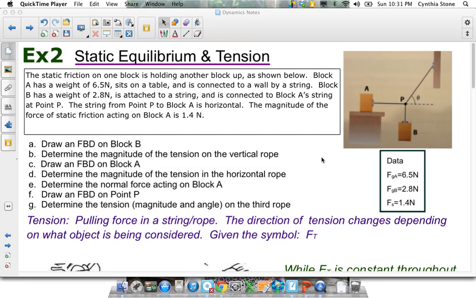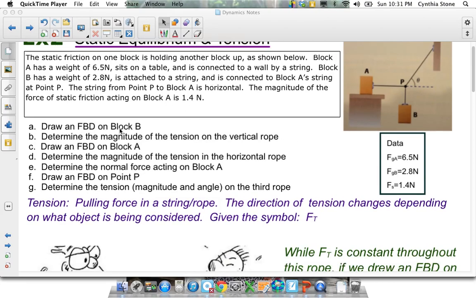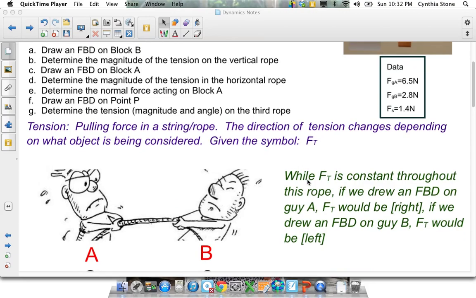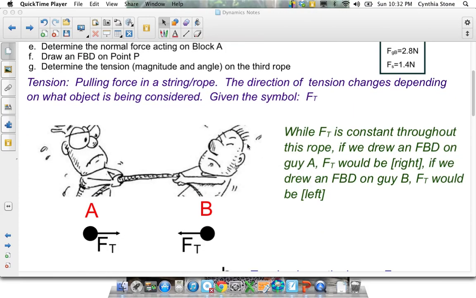So before we go, let's look at the question and I'll tell you why we talk about tension. It asks for a free body diagram on B. We're looking at tension in the vertical rope, tension in the horizontal rope, and tension in the angled rope. And we've never really solved for tension before. Tension is pretty easy. There's not anything fancy about it as far as calculations.